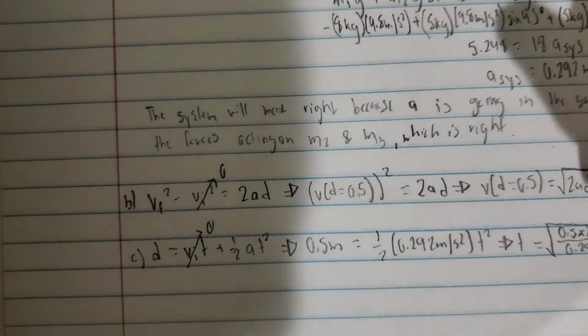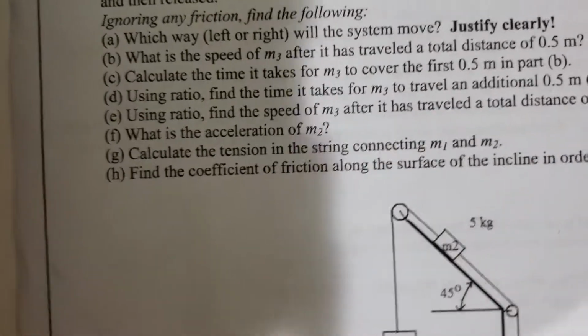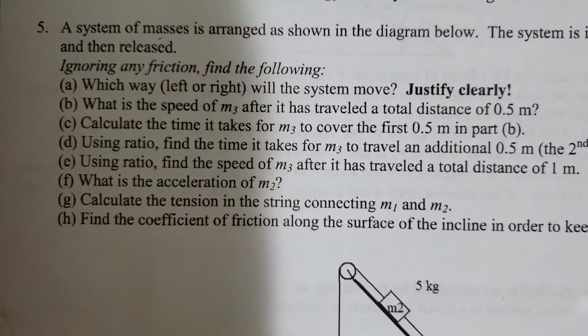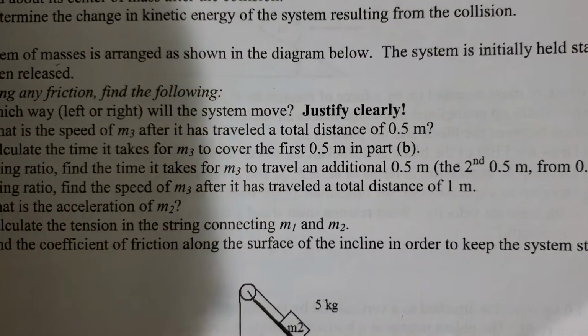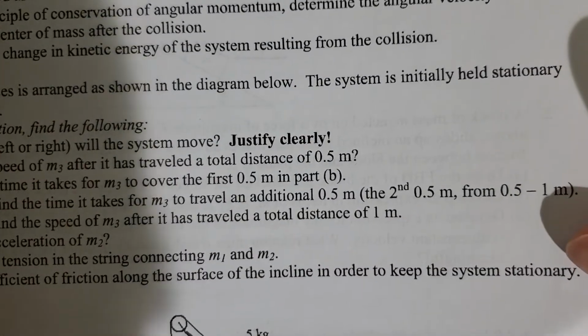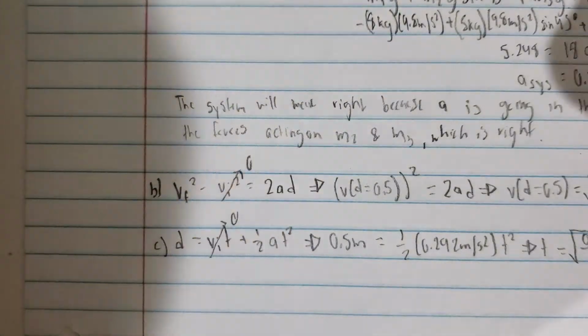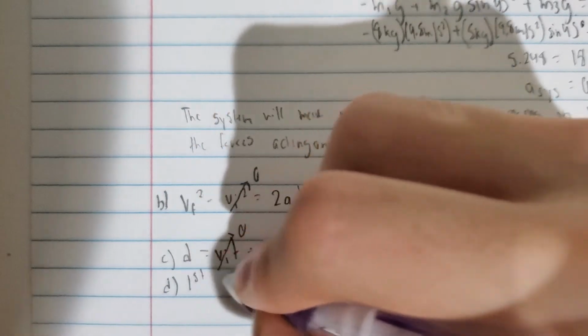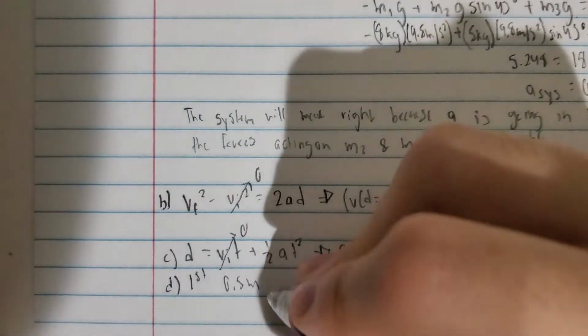Alright, now part D wants us to use ratios to find the time it takes for M3 to travel an additional 0.5 meters. So basically the time it takes to travel the second 0.5 from 0.5 to 1 meter. Alright, so first of all, the first 0.5 meters, I'm going to define the time for it first.